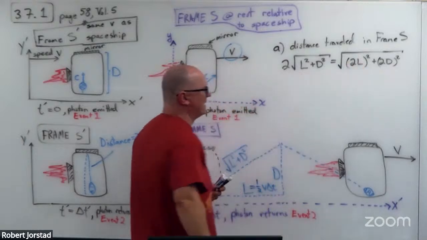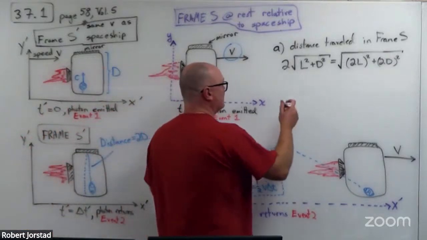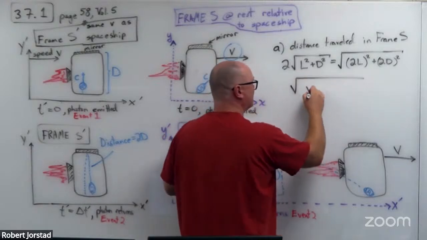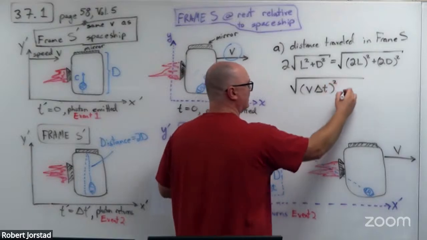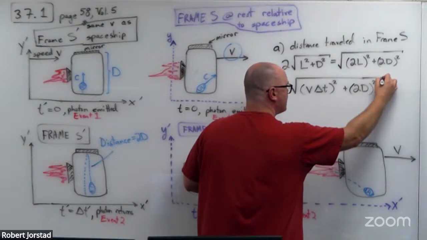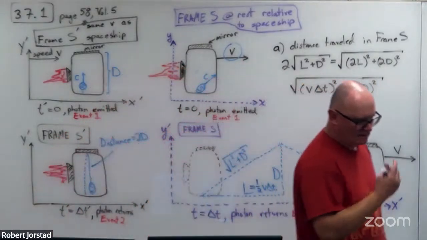Same for D. Now let's get this involved, and notice we can get rid of that factor there. So it's going to be what? The square root of V times delta T quantity squared plus 2D quantity squared, and that is the distance requested. That's part A. Part B.